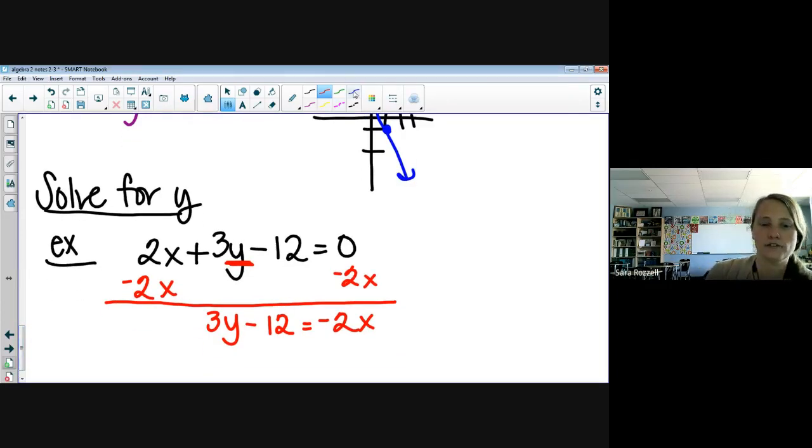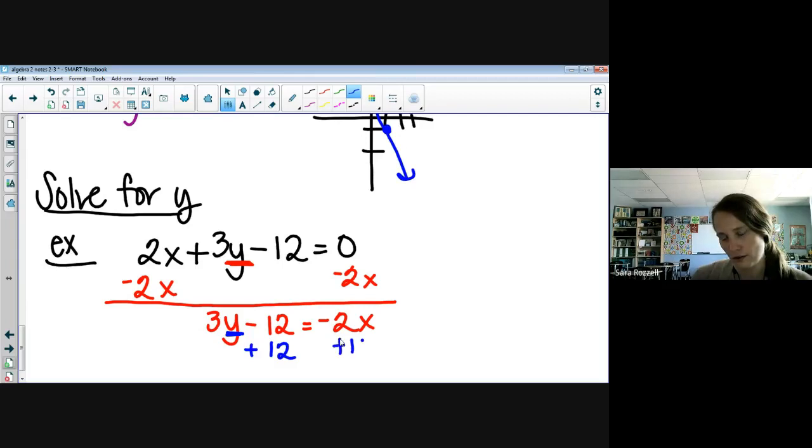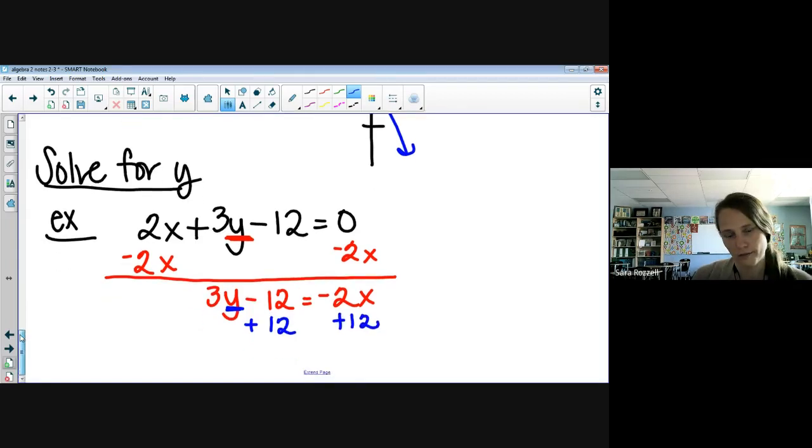We're still looking for that y. We still want to get that y by itself. So right now we can't do anything with the 3 yet until we move this 12. How are we going to move the 12? Add or subtract? We're going to add it because it was minus. Okay, so the 12s are gone. We're getting closer to what we need. And negative 2x and 12 are not like terms, so we're just going to put them next to each other.